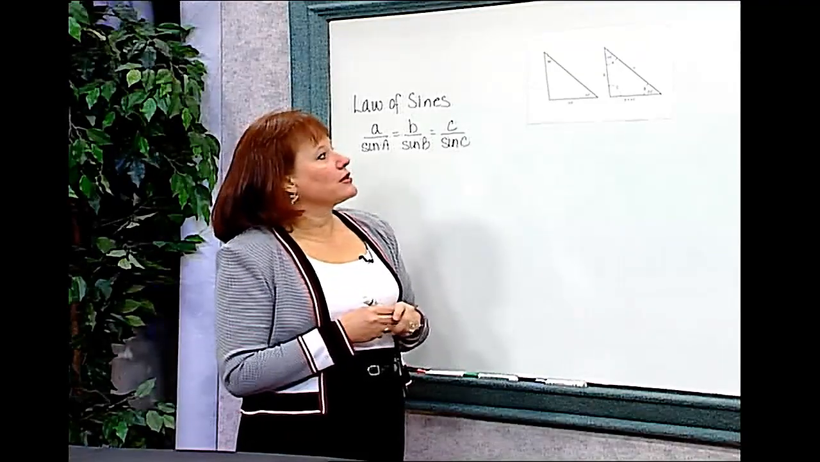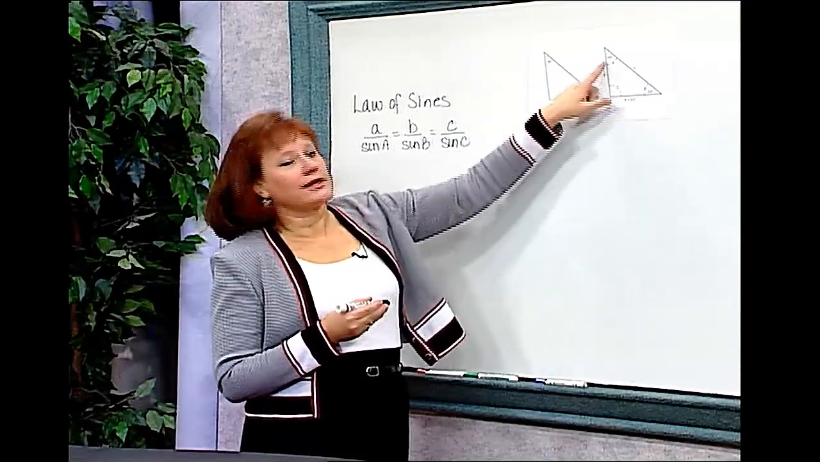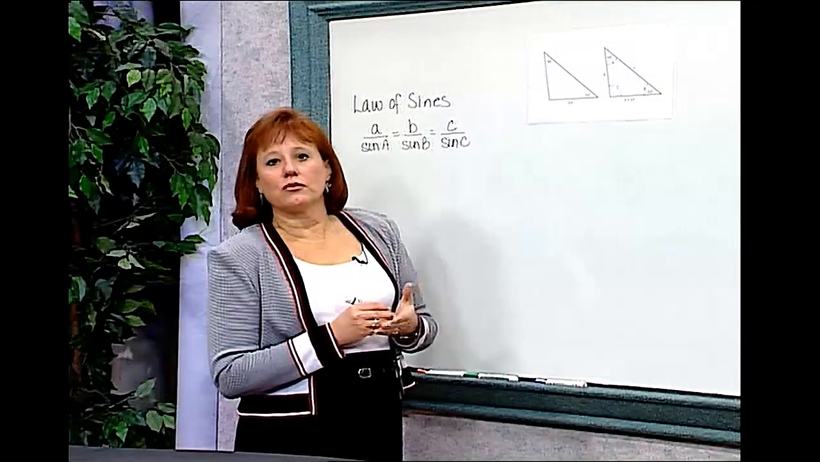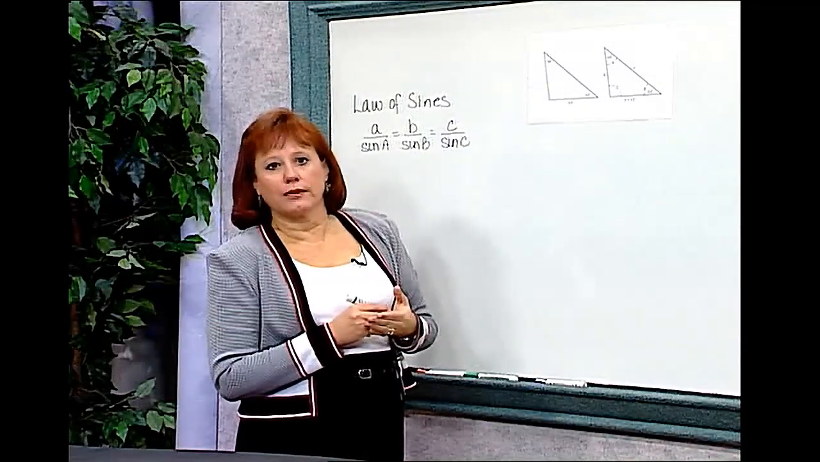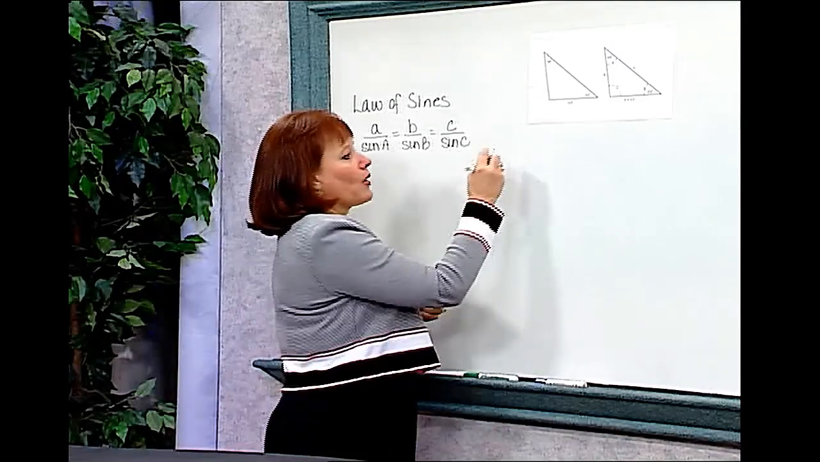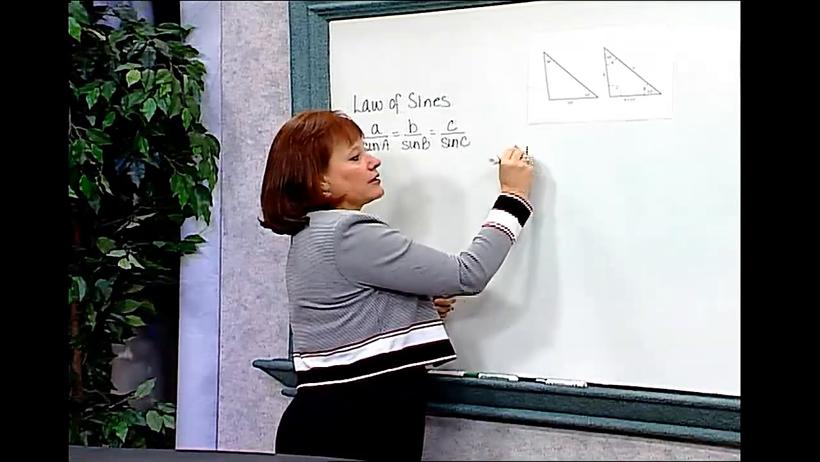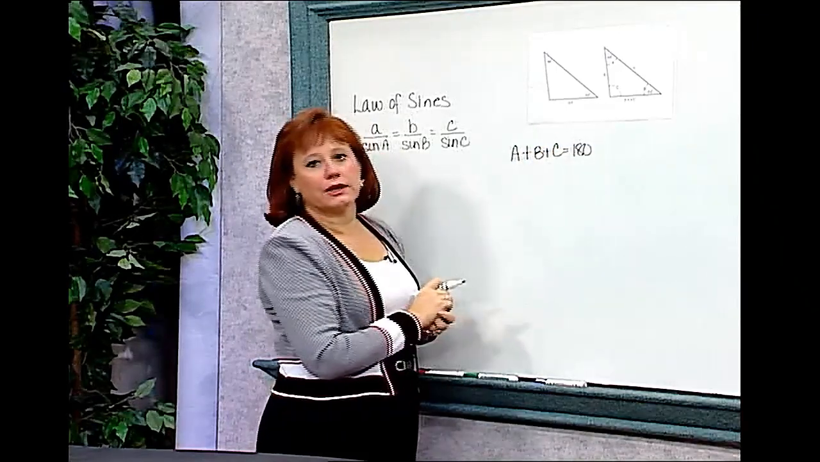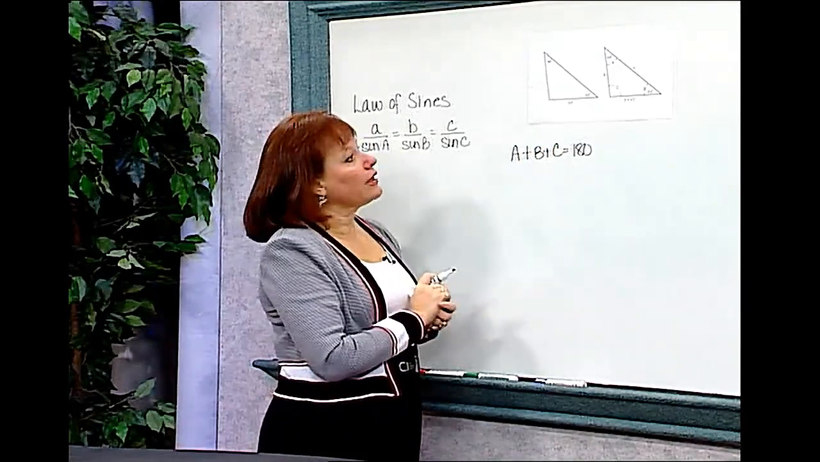The first thing I want to do is find angle C. Since I already know two angles of the triangle, that will be easy to do. I know that the three angles of a triangle need to add up to 180 degrees. So I know that I have to take A plus B plus C, and it will have to total 180 degrees. I know two of the angles.